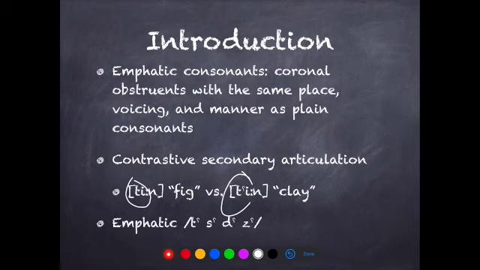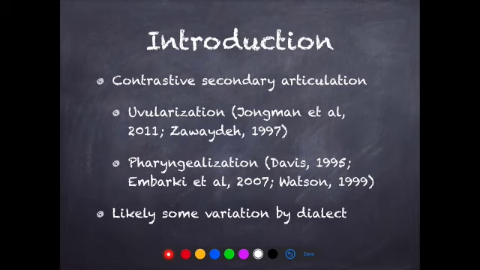Palestinian Arabic in particular has about 4 emphatic consonants, so emphatic T, S, D, and Z, which are all indicated with the symbol next to them. The contrastive secondary articulation has been debated. It's agreed upon that it's some sort of back constriction in the throat, but it's been argued to be either uvularization or pharyngalization.